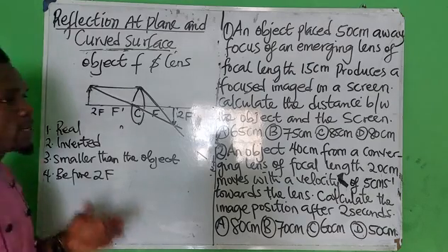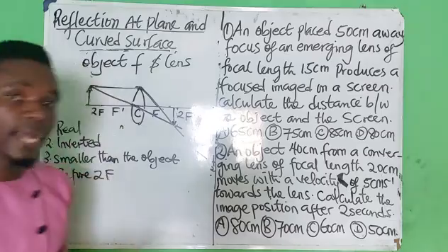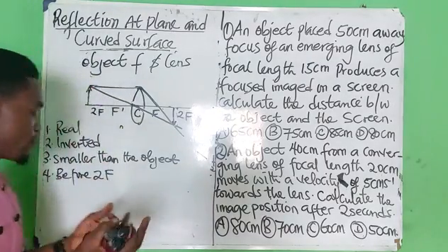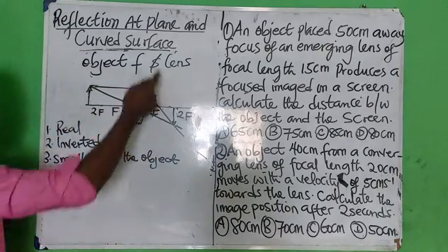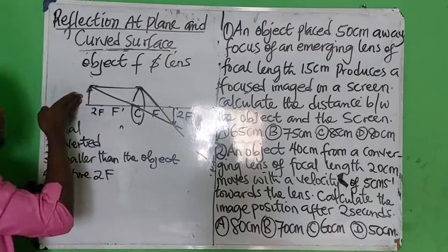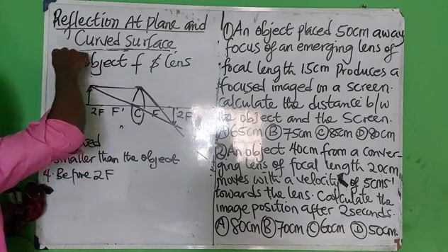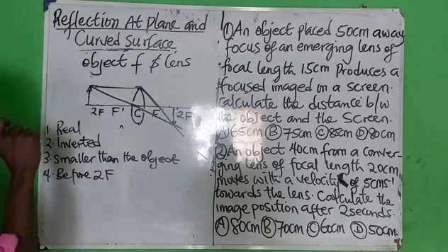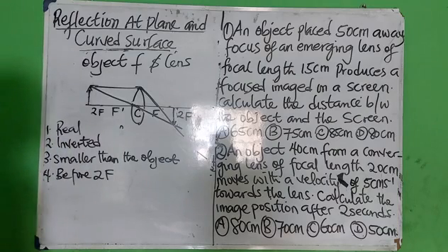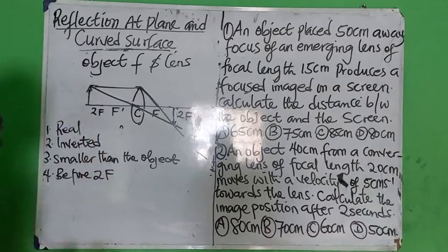When an object is placed between the lens and f, the image is actually very large. It is formed beyond the object, behind the object. It is virtual, erect, or upright. The image is formed beyond f, that is beyond the object.